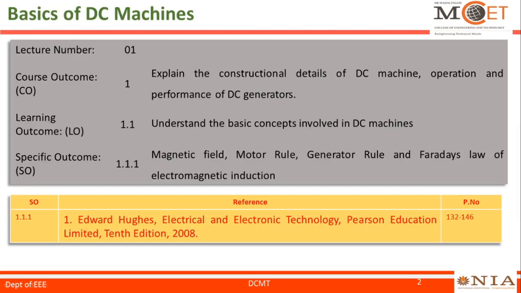Last class, we discussed the principles of electromagnetic energy conversion. This class, we discuss some of the basics of DC machines, such as magnetic field, laws applicable to motor and generator, and Faraday's law of electromagnetic induction. You are expected to refer to Electrical and Electronic Technology by Edward Hughes, pages 132 to 146.